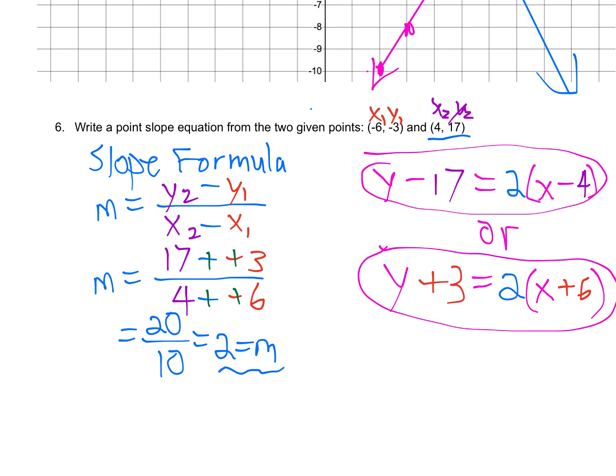Since it doesn't specify which point to use for point slope form, we can do y minus 17 equals 2 times quantity of x minus 4. Or you could use the other point, the first point, and say y plus 3 equals 2 times quantity of x plus 6.